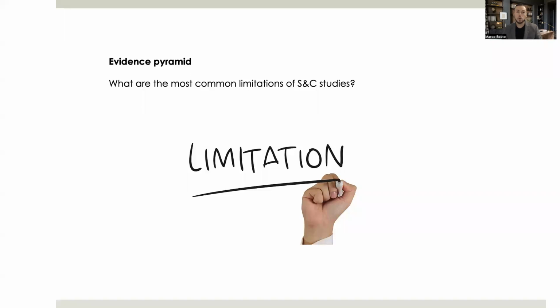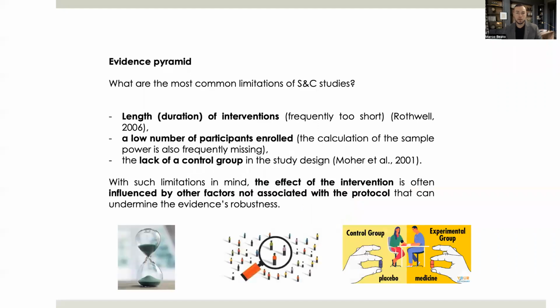But what are the most common limitations of strength and conditioning studies, in particular intervention studies like randomized controlled trials? The first one is, for example, the duration of a study, which is frequently too short. We have too many studies that are very, very short, 4, 6, maximum 8 weeks, and this is not enough. We should have longer randomized controlled trials.